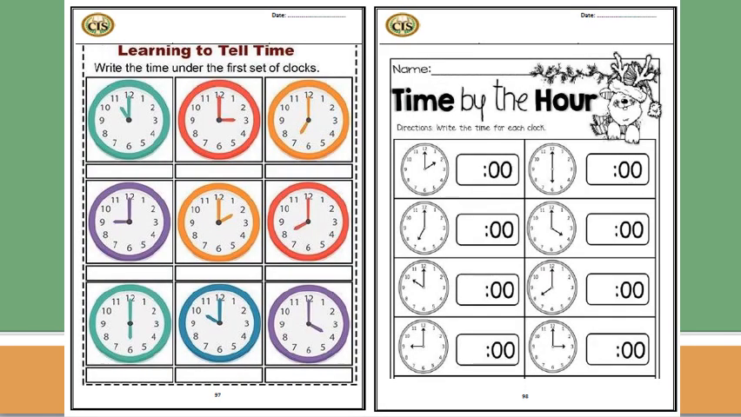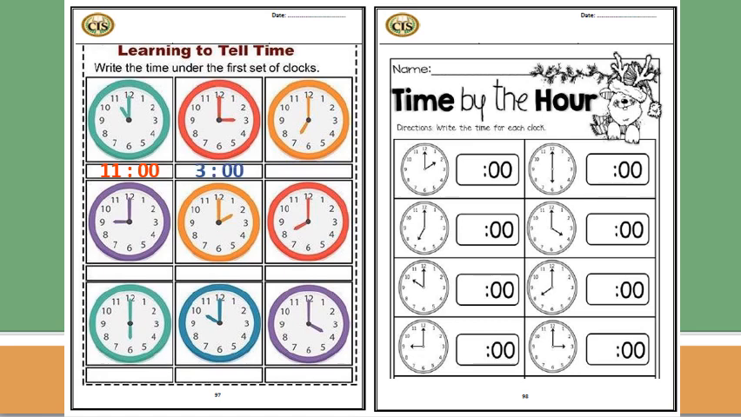Page number 97. Write the time under the first set of clocks. Okay, let's see. In the first clock here, the short hand points to 11 and the long hand points to 12. In digital form, it means 11:00, 11 hours, 0 minutes. Here, the short hand points to 3 and the long hand points to 12. In digital form, it means 3:00.